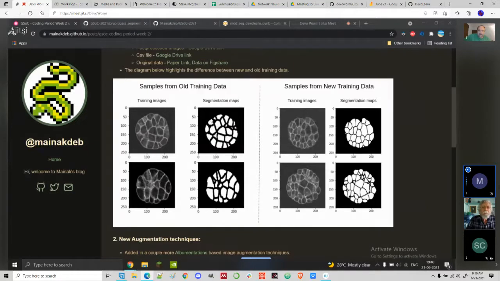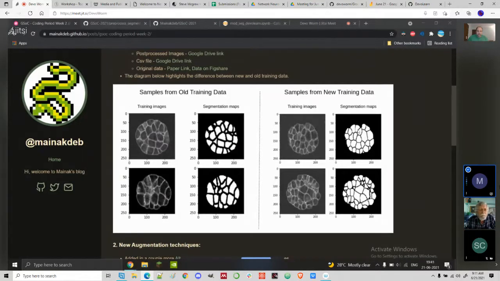As you can see, the samples to the left are from the old training data. In these segmentation maps, the edges, the borders, are a lot thicker. The OpenCV algorithm that was being used to remove the noise from the borders was eating into the segmentation map itself, which is not good news. But the new training data is the other case. The segmentation maps are completely preserved, there is no training noise, and there is no OpenCV business to get rid of the noise.